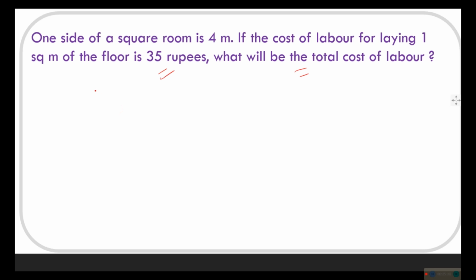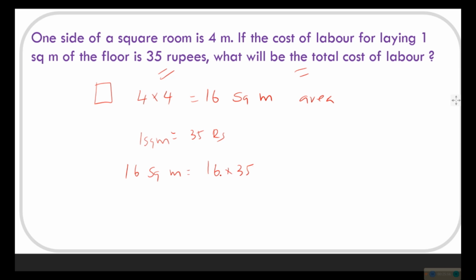So here what we will do? Yes, it is a square. We know that length and breadth are the same. So we'll say that 4 into 4, 16 square meter is the area. And per square meter we have 35 rupees. For 1 square meter we have to give 35 rupees. Then in the case of 16 square meter we will say 16 into 35. You will have to multiply and see, correct? So we will multiply 16 with 35.